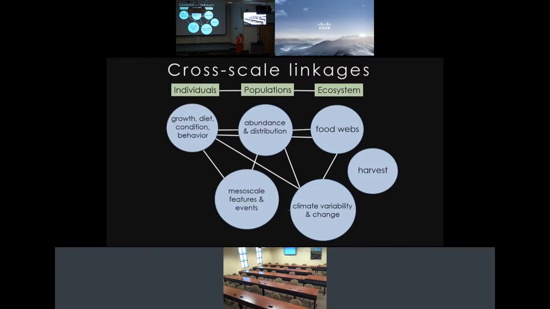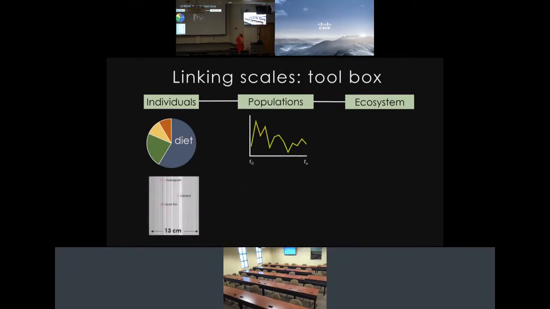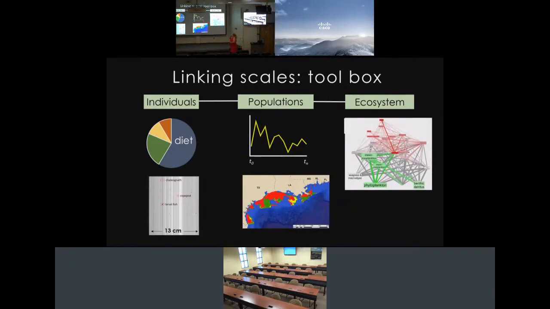And for me, there are a few different categories here where important processes happen at these different ecosystem scales. For example, under individual, we have growth, diet, condition, behavior, populations, of course, abundance and distribution. And then moving up to the ecosystems, the distribution of organisms, of course, influences their food web interactions. And then over all of this can be influenced, for example, by things like natural climate variability as well as man-made climate change. The toolbox that I use to study these types of questions includes fine-scale plankton imagery, ecosystem models, spatial analysis. So we'll see examples of these different tools throughout today's talk.